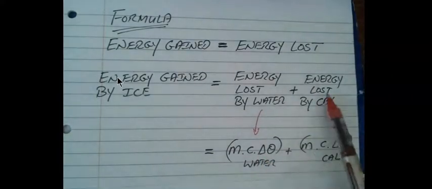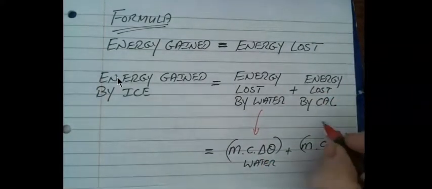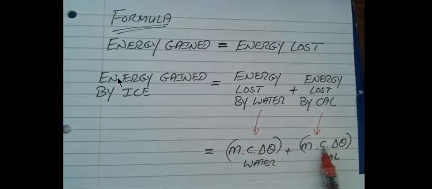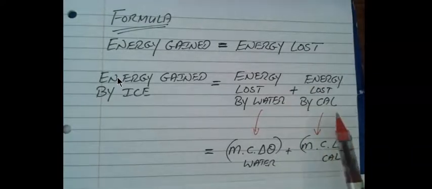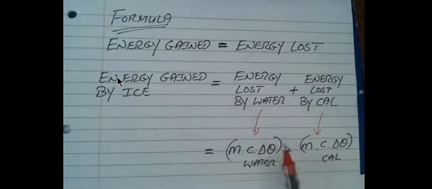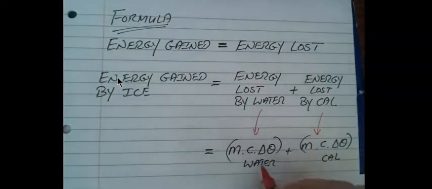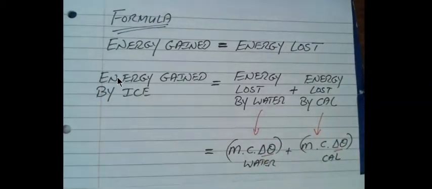And the energy lost by the calorimeter can be found by using exactly the same equation applied to the calorimeter: the mass of the calorimeter, the specific heat capacity of the calorimeter, which is usually copper, multiplied by the change of temperature of the calorimeter. By multiplying these three things, we get the energy lost by the water, and in this part of the formula, we get the energy lost by the calorimeter. It's important to note that the drop in temperature of the water and the drop in temperature of the calorimeter will be the same.